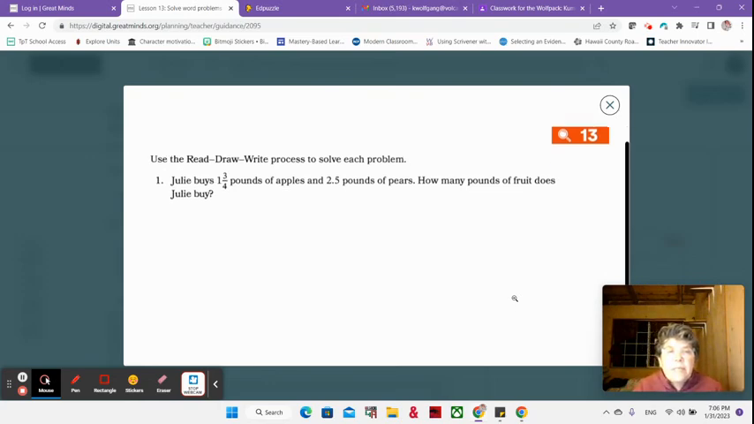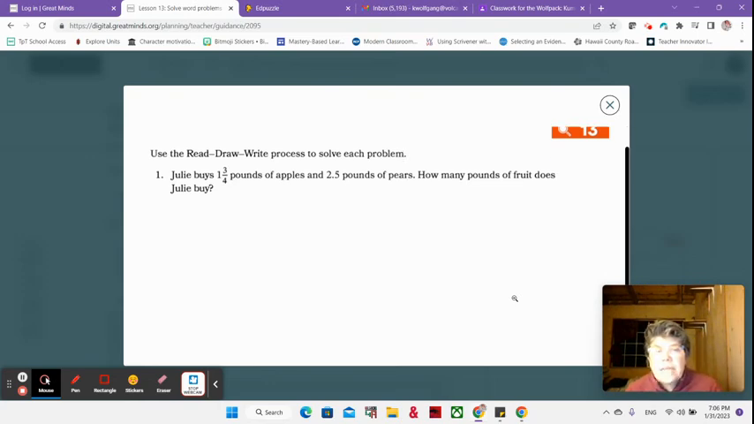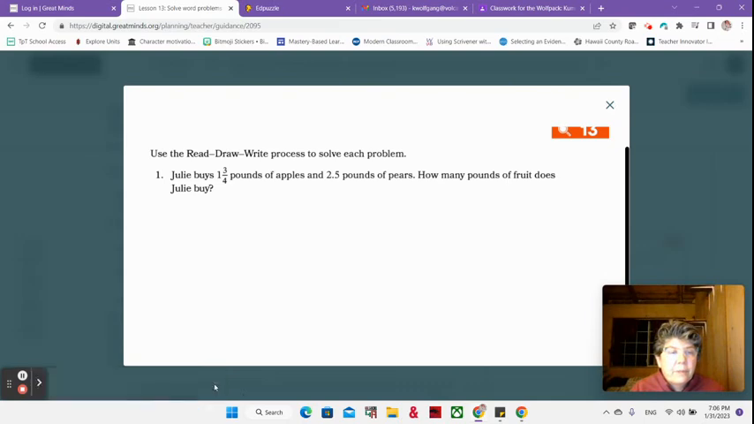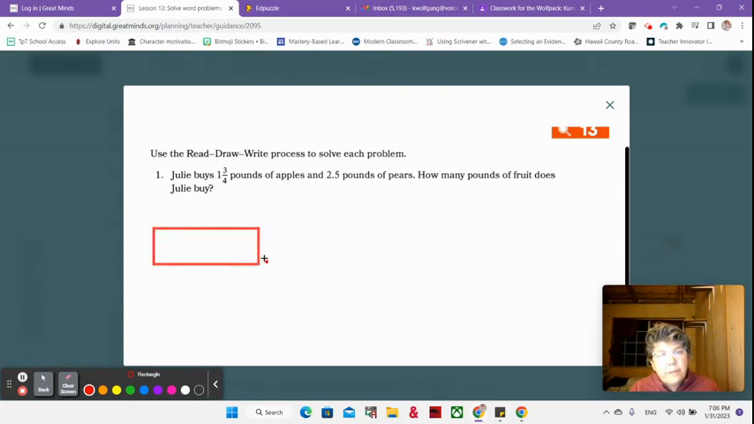Julie buys 1 3/4 pounds of apples and 2 5/10 pounds of pears. How many pounds of fruit does she buy? Okay, so first thing we need to think about is what can we draw to represent this problem? And make sure that you draw on page 123 along with me.